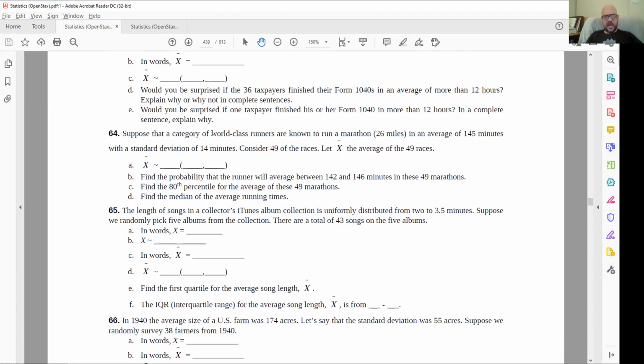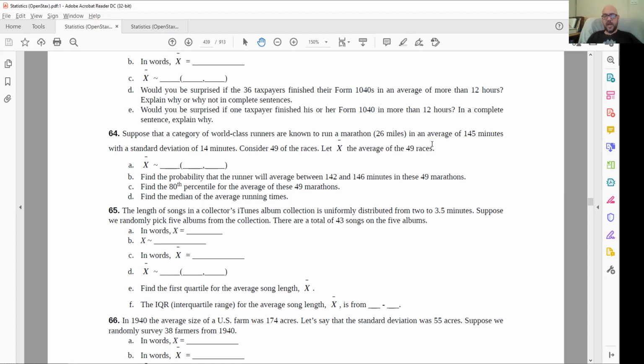All right, suppose that a category of world-class runners are known to run a marathon in an average of 145 minutes with a standard deviation of 14 minutes. Consider 49 of the races. Let X bar be the average of the 49 races.